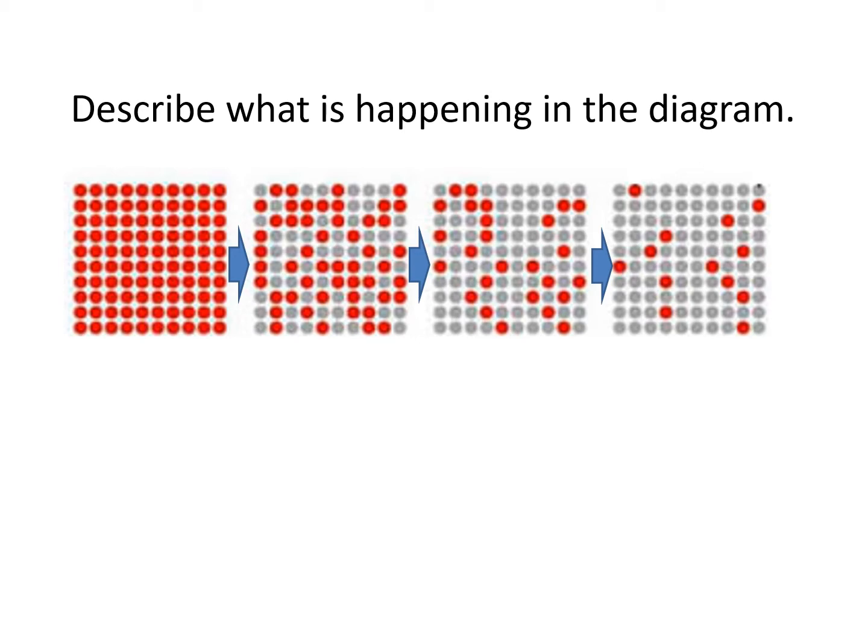So I want you to start by looking at what's happening in this diagram and see if you can describe it. Pause the video now if you need any time to do that. So what's taking place is the number of red particles in the image is halving with each transition as we move from left to right.